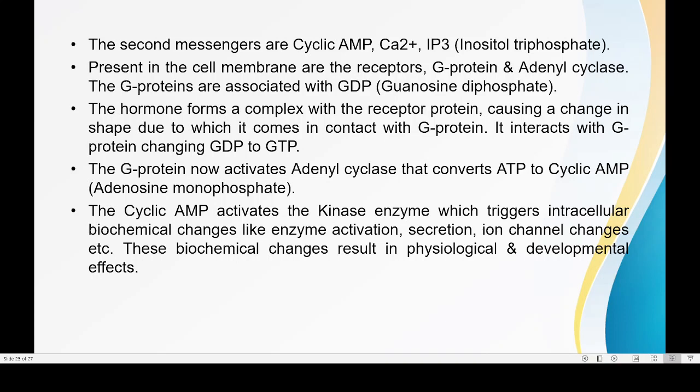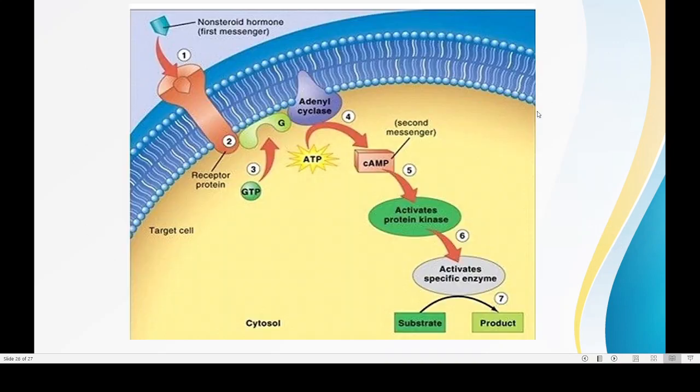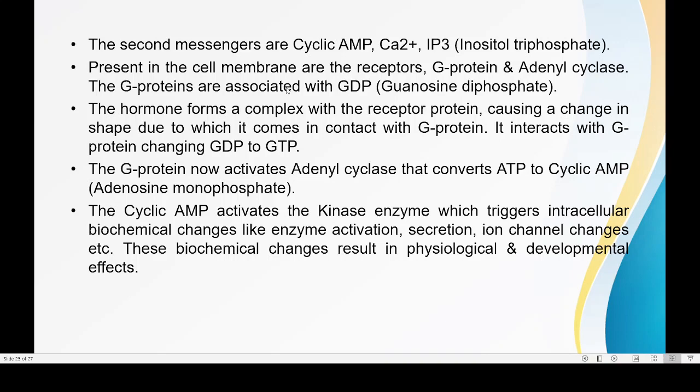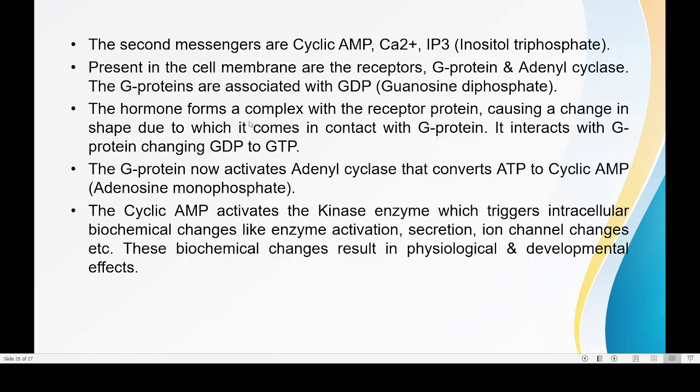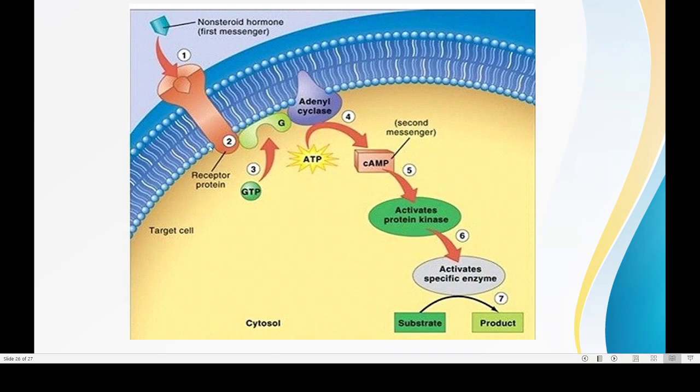This middleman or messenger actually performs the functions imparted by one particular hormone. Present in the cell membrane are the receptor, G protein and adenyl cyclase. You can see that this is the G protein and this is the adenyl cyclase, and G proteins are usually associated with GDP, another molecule. Then the hormone forms a complex with the receptor. This is the hormone, it is combining with the receptor.